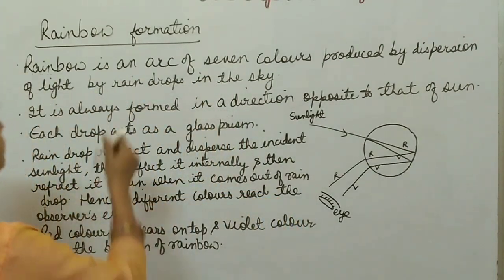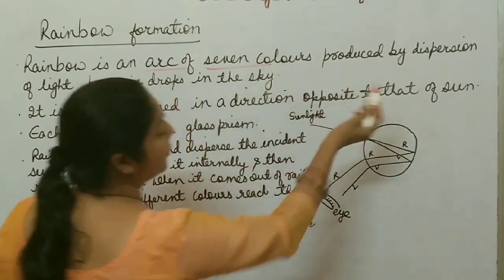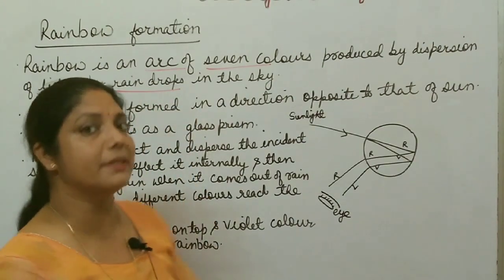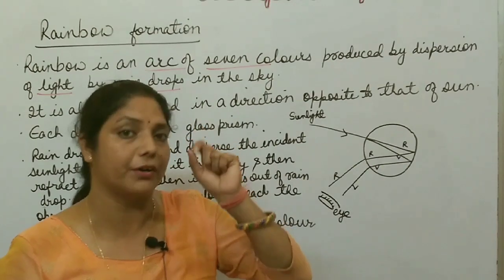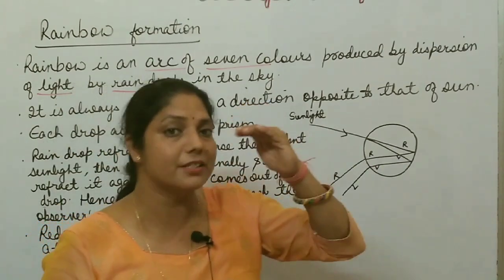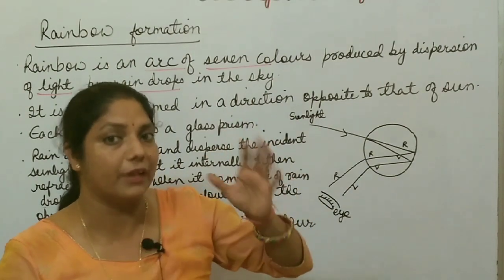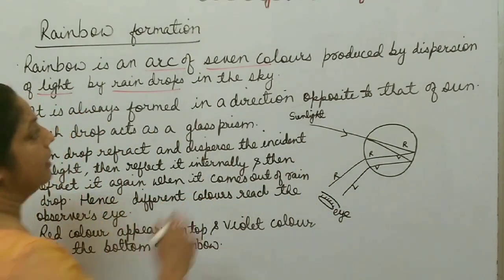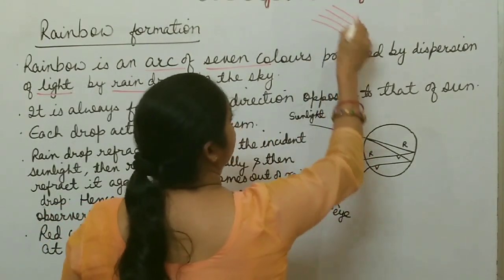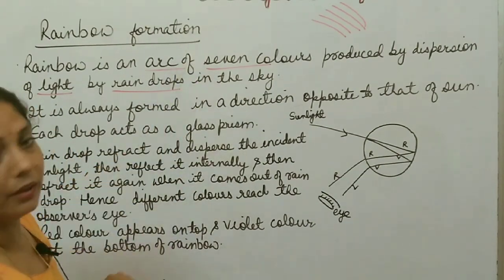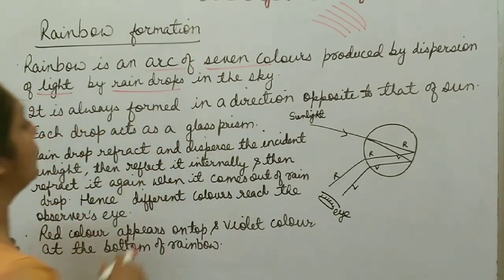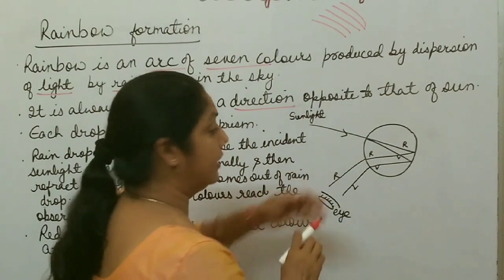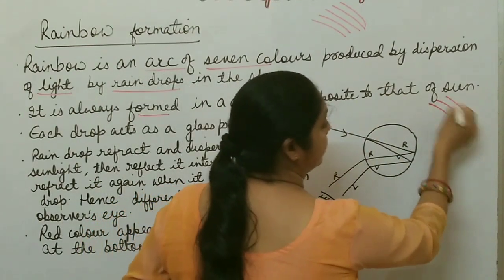What is this rainbow? Rainbow is an arc of 7 colors produced by dispersion of sunlight by raindrops in the sky. What happens during a rainy day? There are small raindrops, water droplets, and when sunlight passes through these raindrops, dispersion of light takes place. It means splitting of white light takes place and a rainbow is formed, right? In this way, an arc of 7 colors is formed in the sky during a rainy day, and this is called a rainbow. This rainbow is always formed in a direction opposite to that of the sun. If sunlight is coming from this direction, then the rainbow is formed in this direction, right?